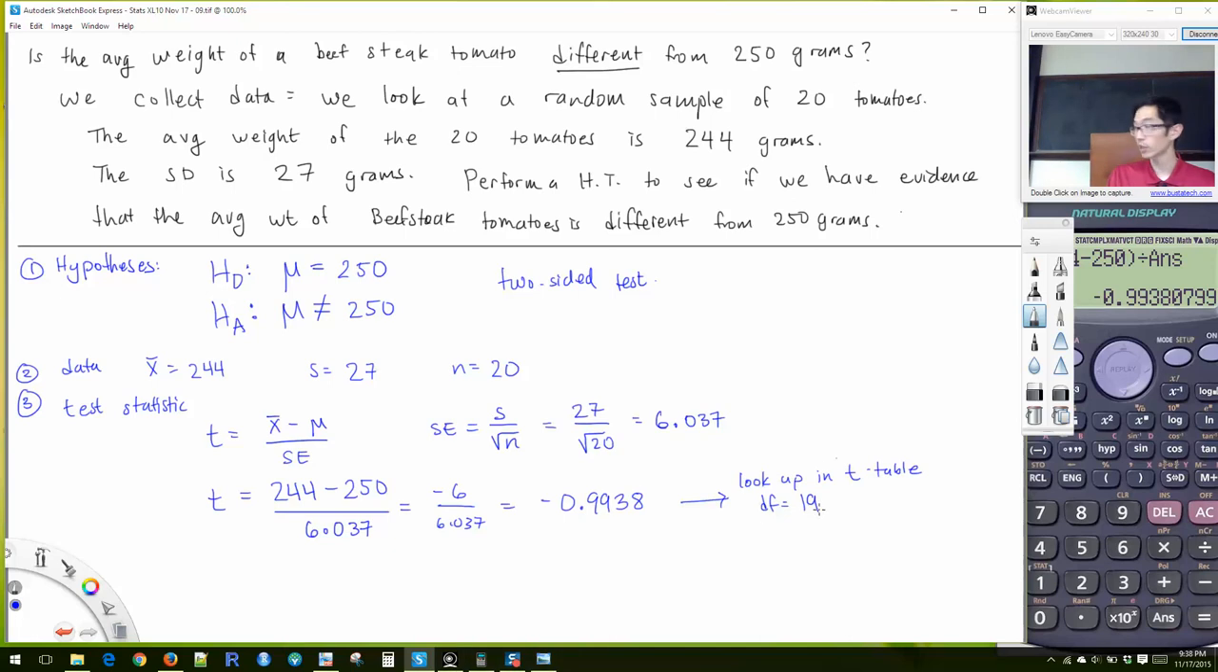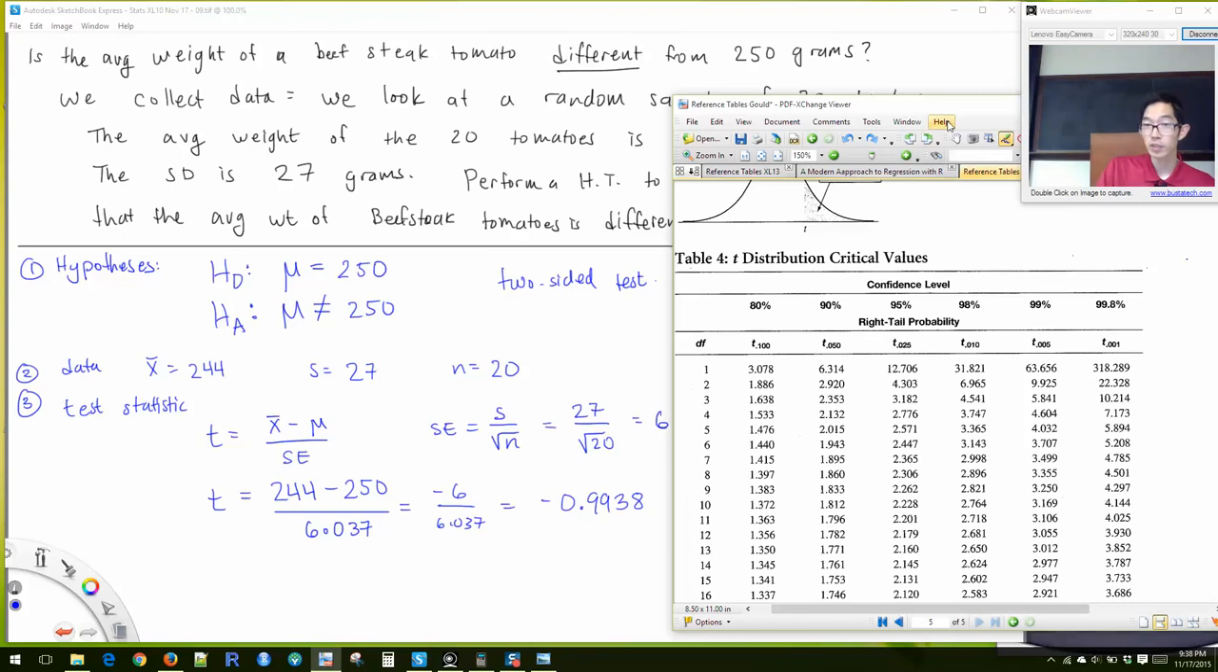Is everything okay with everybody? So we're gonna look for where 0.9938 fits in our t-table. So notice we have a negative sign, okay? The t-table only gives us positive values, and that's okay, because it's symmetric. So even though we have a negative sign, we're going to ignore the negative sign, and we're gonna look for positive 0.9938 in our t table.